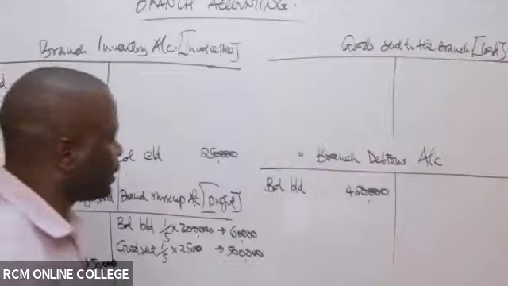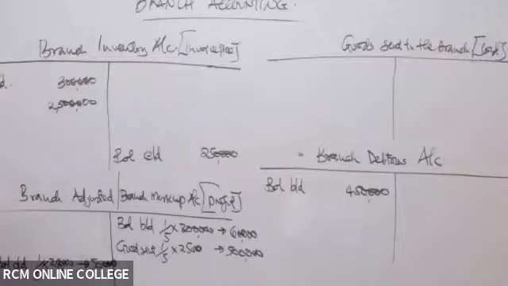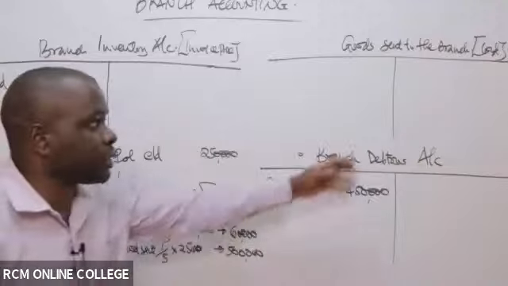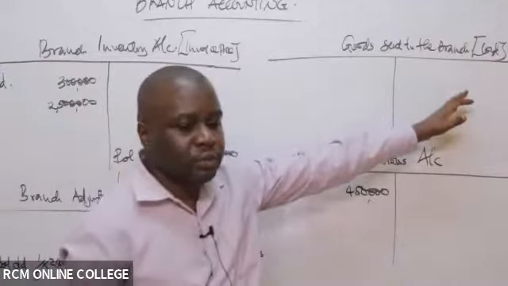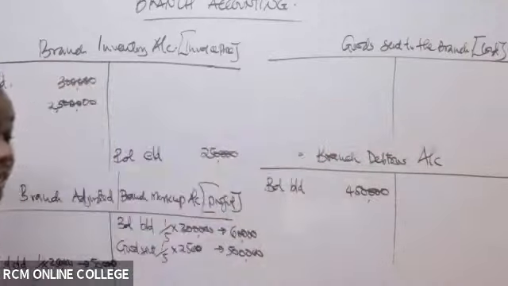Remember, if you look at our entries, we've said that you debit the branch inventory, you credit the branch markup with the profit element on these goods sent to the branch. Then you also credit the goods sent to the branch. So for the goods sent to the branch, you credit with how much? It will likely be 2 million.